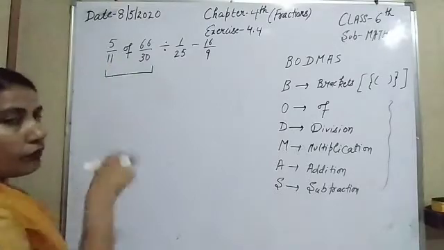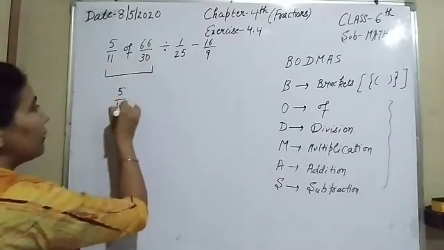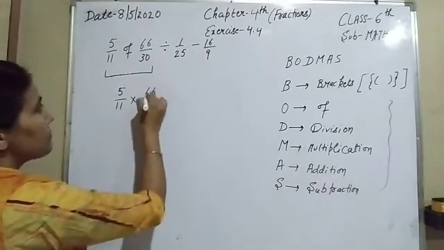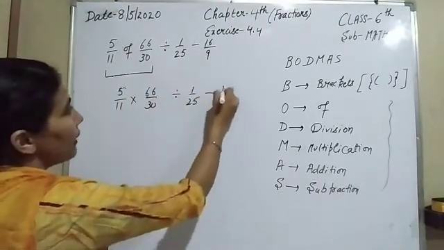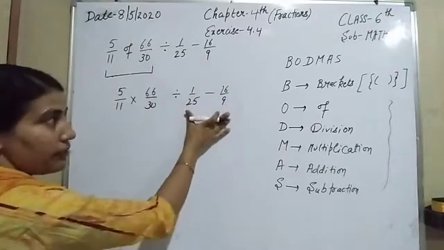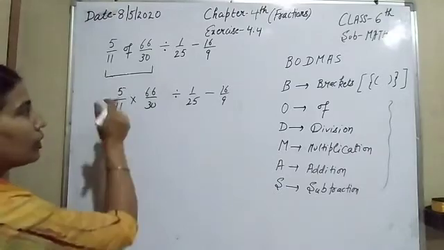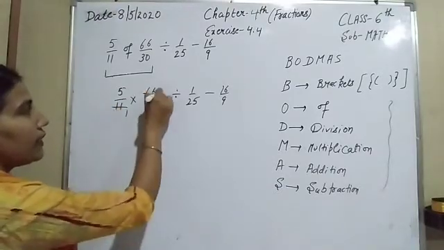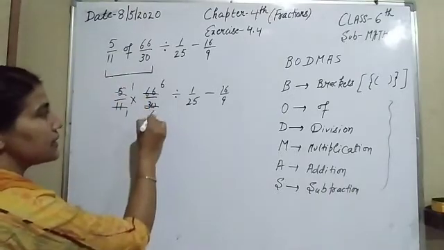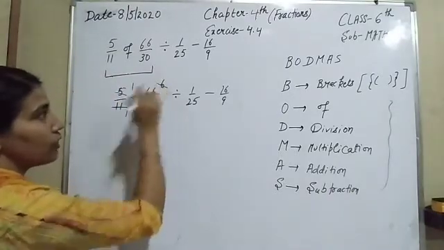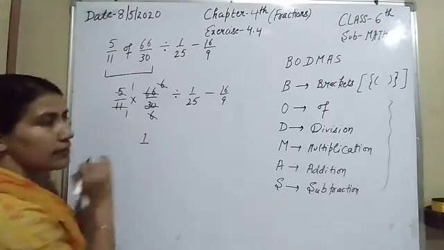To convert "of" into the form of multiplication, it can be written as 5 by 11 multiply 66 by 30, divided by 1 by 25 minus 16 by 9. All others will remain the same because firstly we have to solve this "of" statement fully. Now 11 ones are 11 and 11 sixes are 66. Here 5 ones are 5 and 5 sixes are 30. Here 6 and 6 both are cancelled. So this statement solves and we get the answer 1.